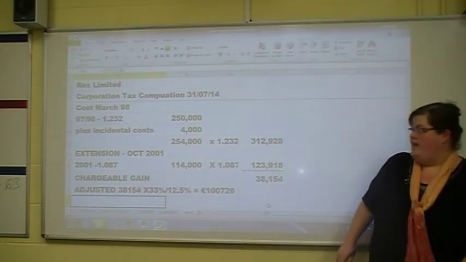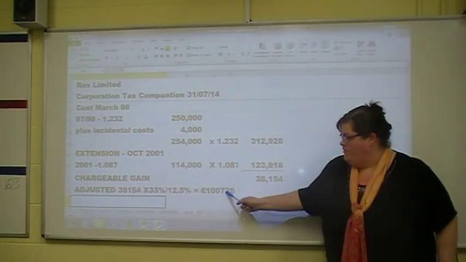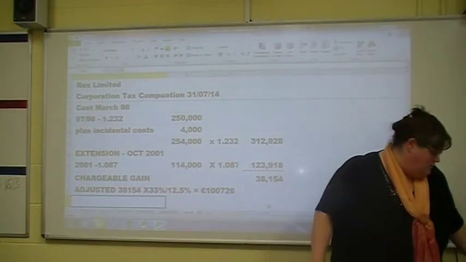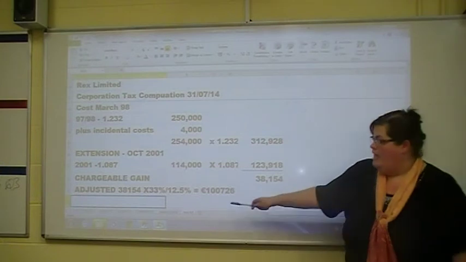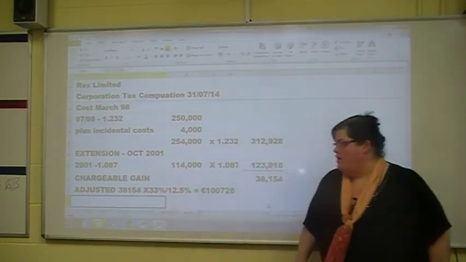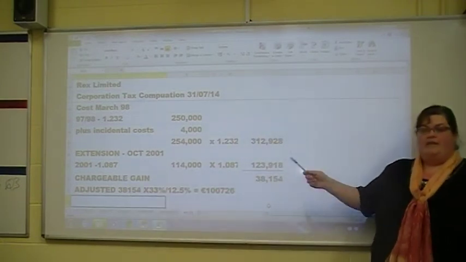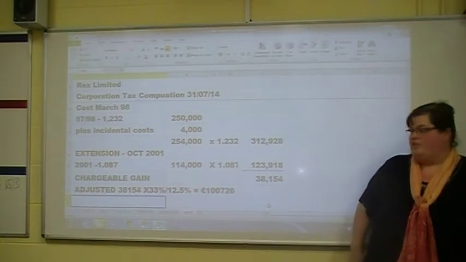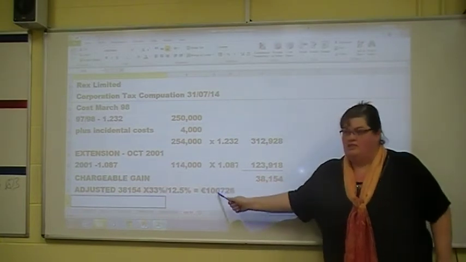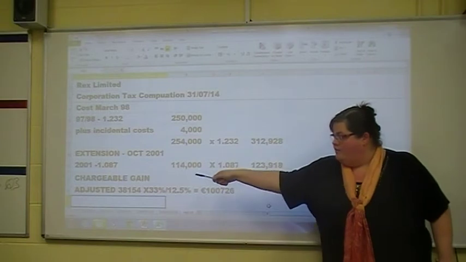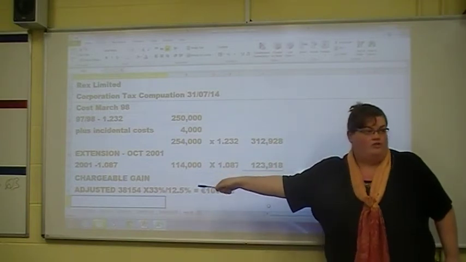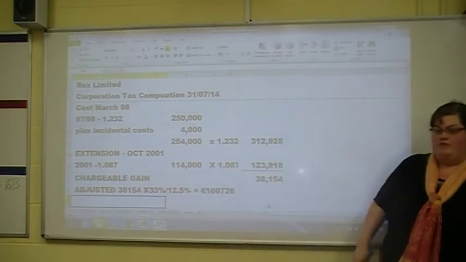And just for yourself, you can actually check it by multiplying that by 12.5%, you get 12,591, and multiply this 38,154 by 33%, you should get the same figure. Just if you want to cross check to make sure your figure here was right. So multiply that by 12.5, multiply the 38,154 by 33, and the figure you get should be the same.